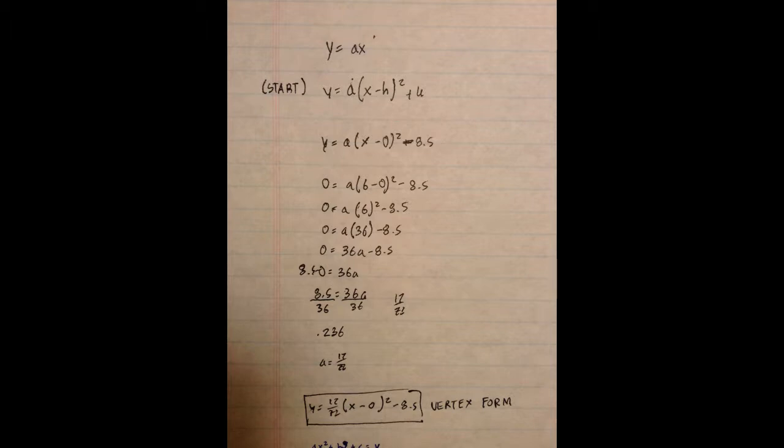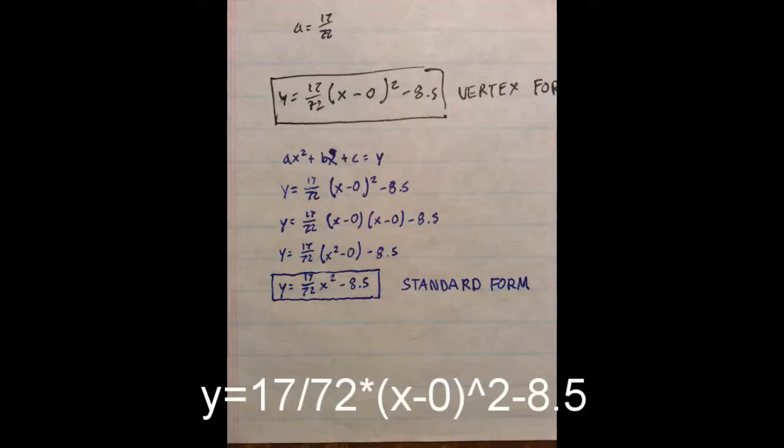Then we substitute a known point on the arc for our x and y values in our equation. So we substitute 0 for y and 6 for x, representing our known point. We solve the equation for our a value, and then replug the value for a along with our vertex. Thus we have our parabola's equation in vertex form. We now have our equation, y equals 17/72(x - 0)² - 8.5.